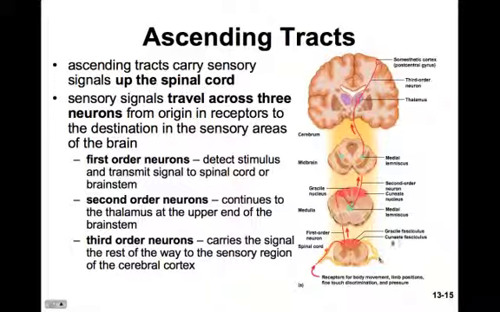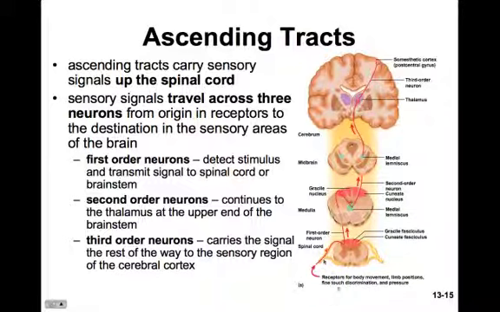Now, in this diagram, we've got the spinal cord here, and then this is the medulla and the midbrain and the cerebrum. The third-order neuron then carries the signal the rest of the way to the sensory region of the cerebral cortex. So here, the neuron synapses in the thalamus and continues on to the cortex for higher levels of processing. So again, 3 neurons.